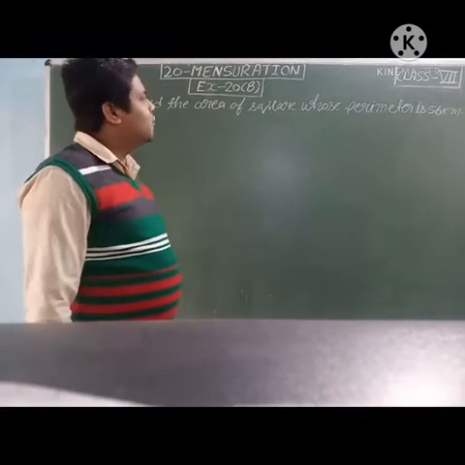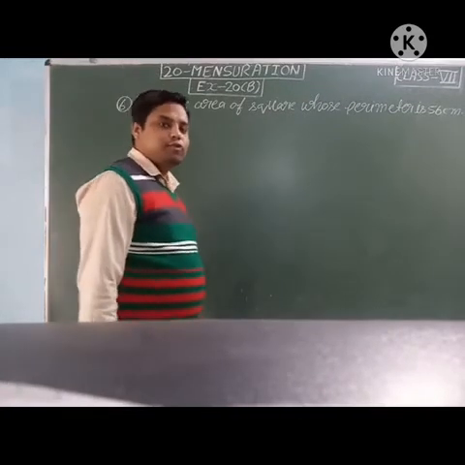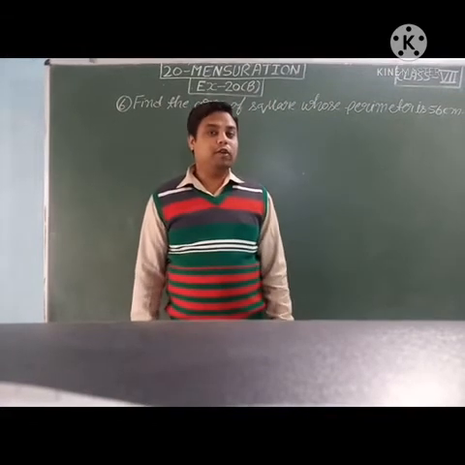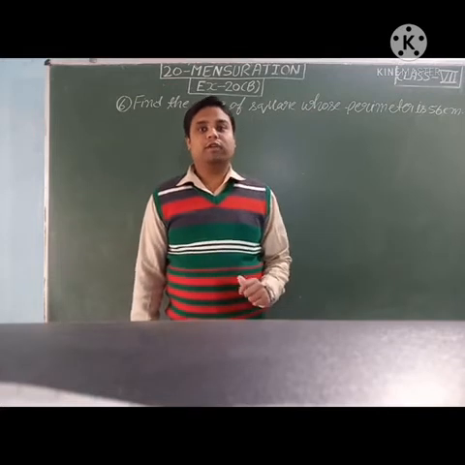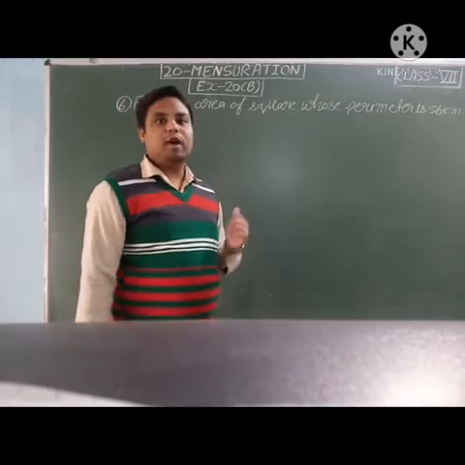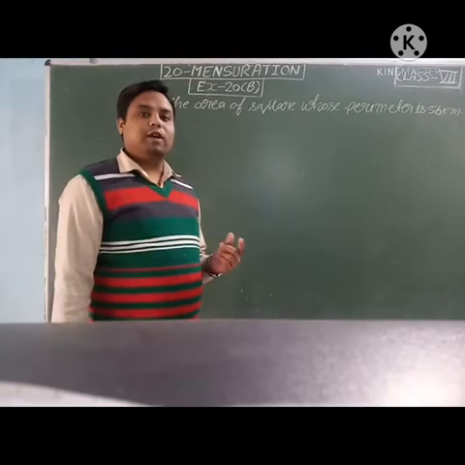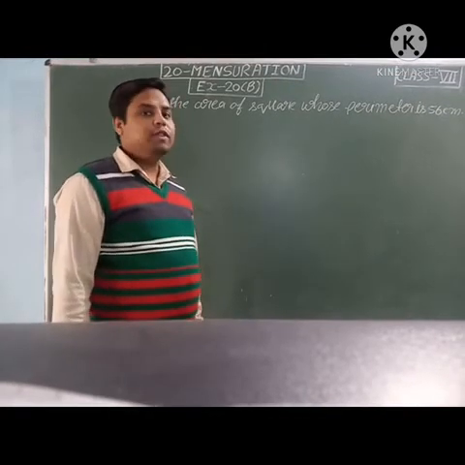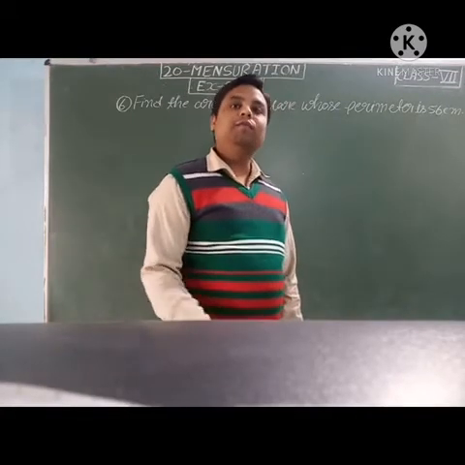Now students, see question number 6. Find the area of square whose perimeter is 56 centimeter. So students, we have to find the area of square. So what is the formula of area of square? Yes, students, if you are saying side square, you are correct. So area of square is side square. So to find the area, we must have the side. But what is given in the question? Perimeter.